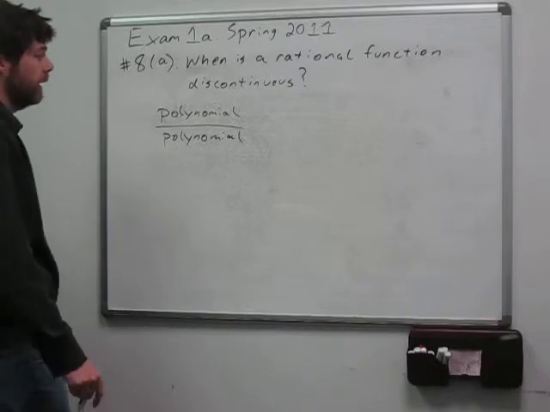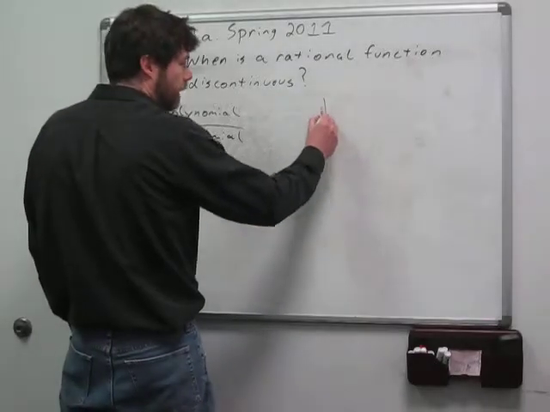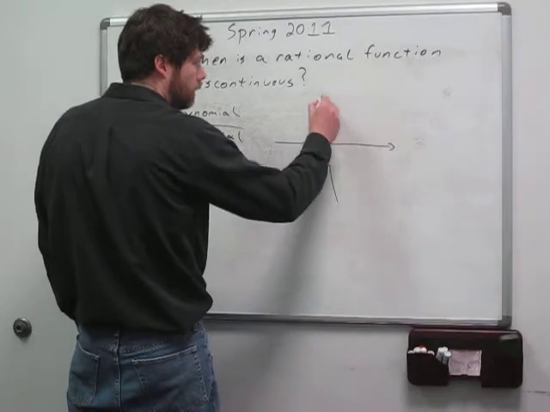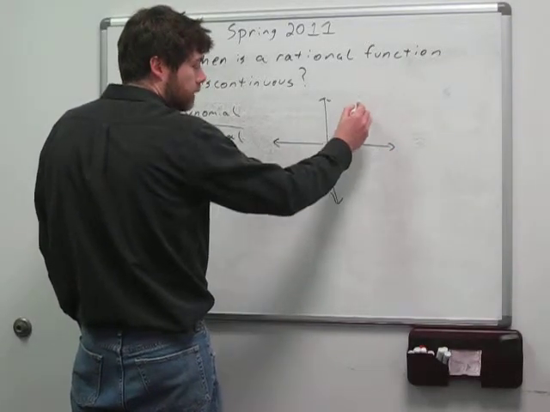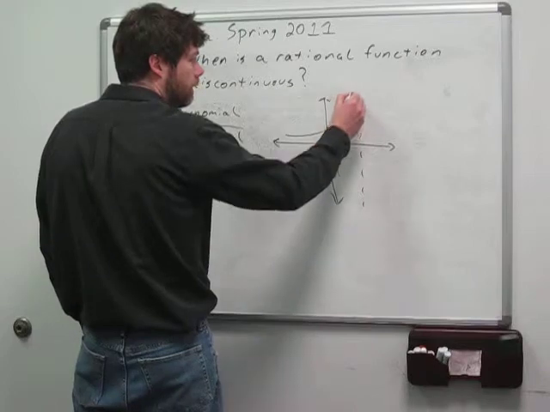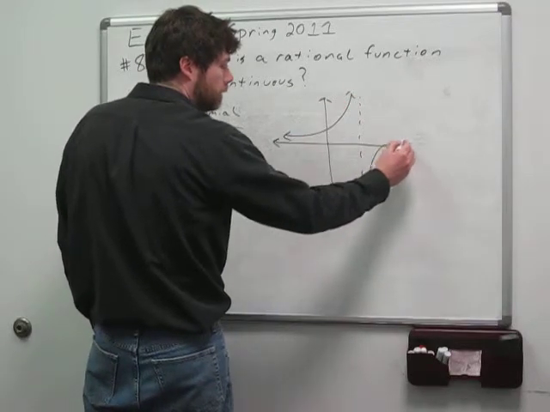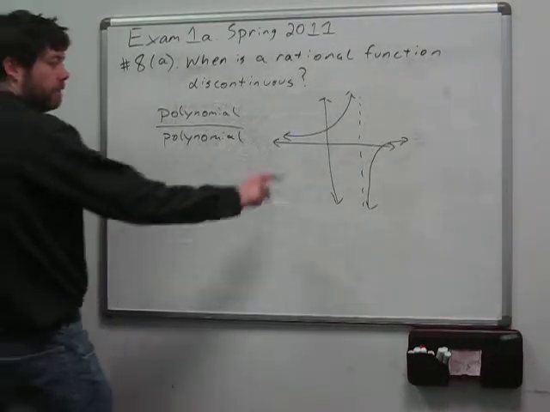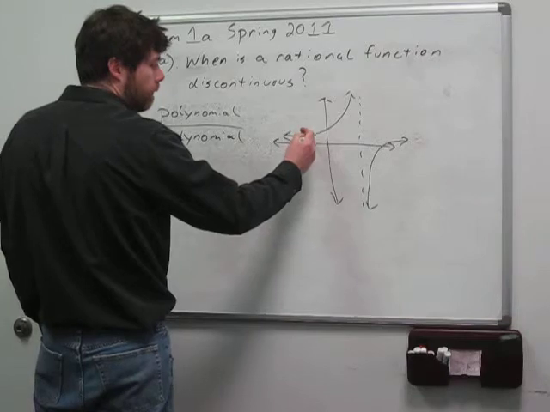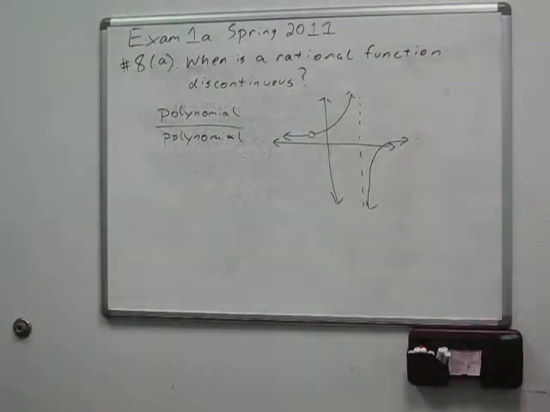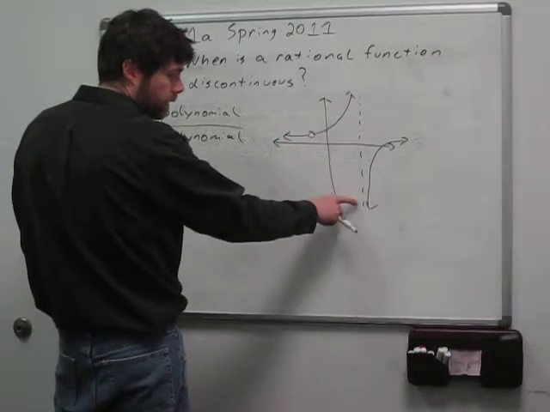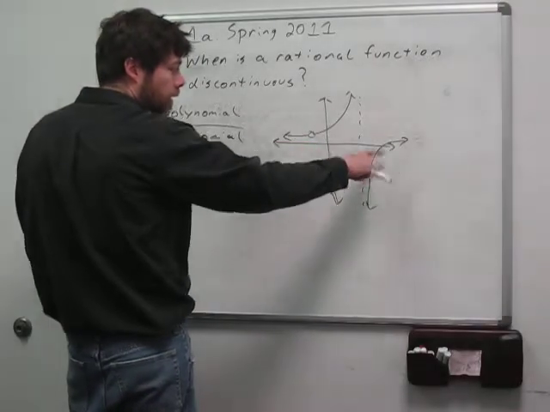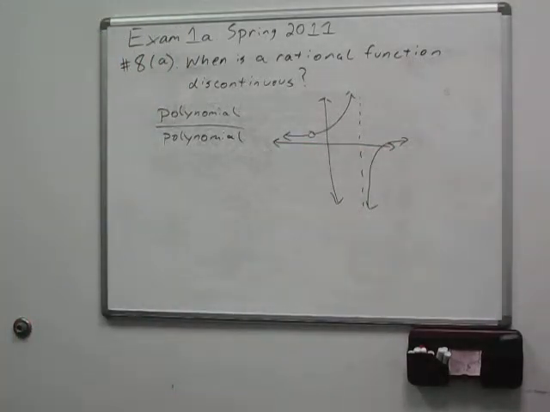Well, let's start by thinking about what typical graphs of rational functions look like. Sometimes, not always, but sometimes they might have a vertical asymptote, like that guy, or sometimes they might have a hole, or some combination of either of those features, sometimes none of them. But notice that outside of the hole and the vertical asymptote, the function is continuous everywhere else.